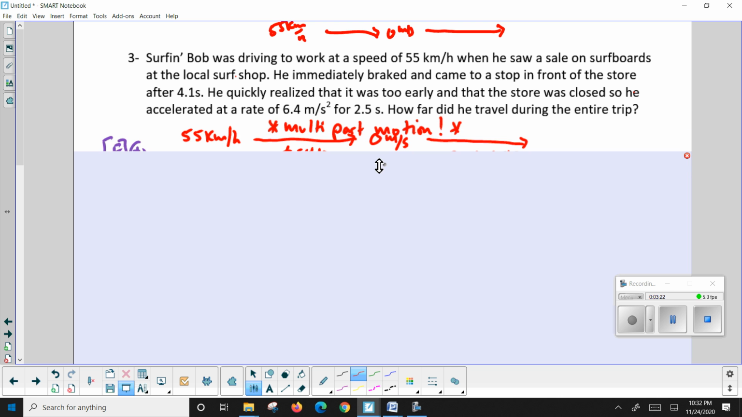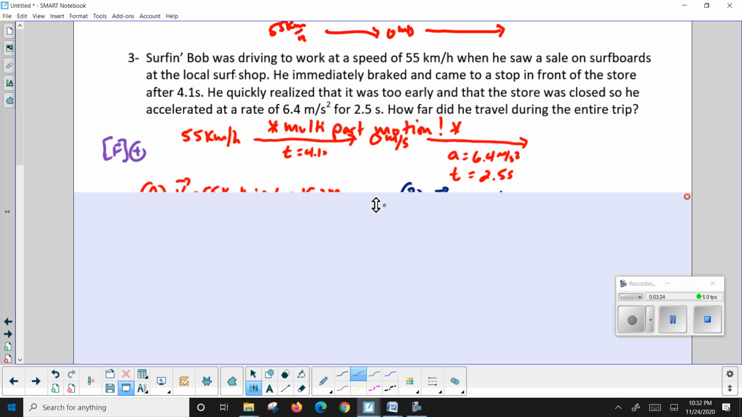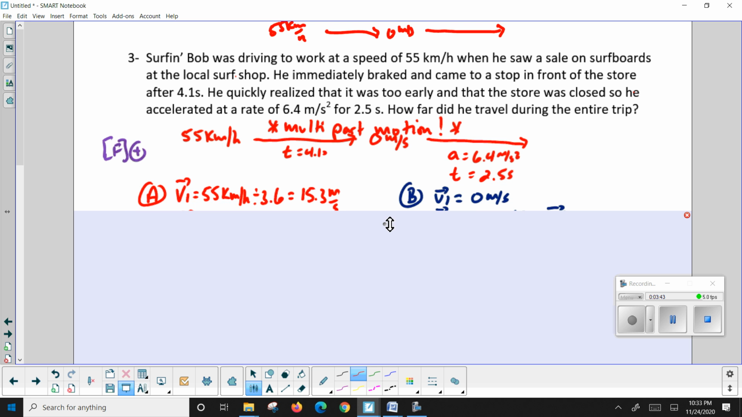So what we want to do, write down our givens, and the best way to do this is draw a little sketch. So you're going from 55 to 0, and that takes 4.1 seconds. So that's the first part of motion. The second part of the motion, you're going to be going from 0 to, I don't know what velocity, but you're going to be accelerating at 6.4 meters per second squared for 2.5 seconds. So you do 2 problems side by side.